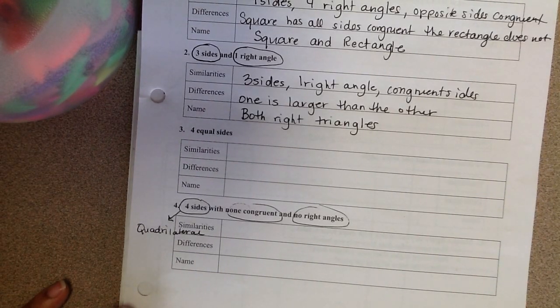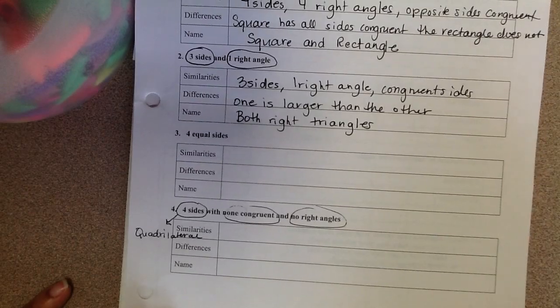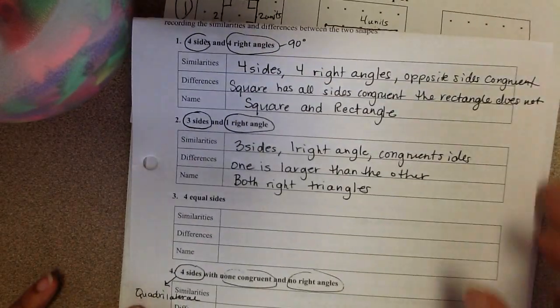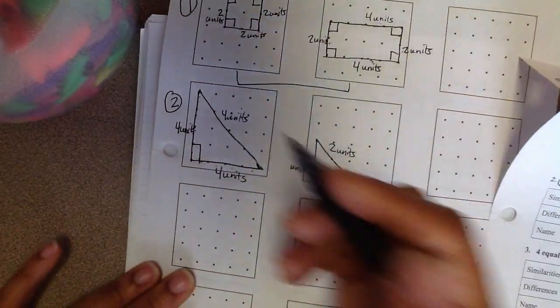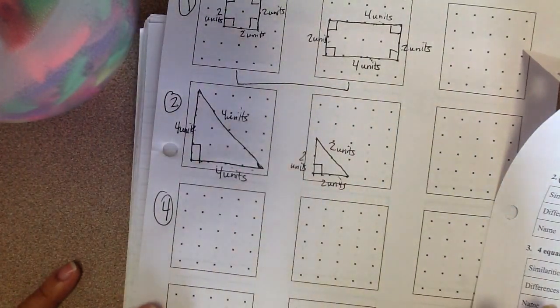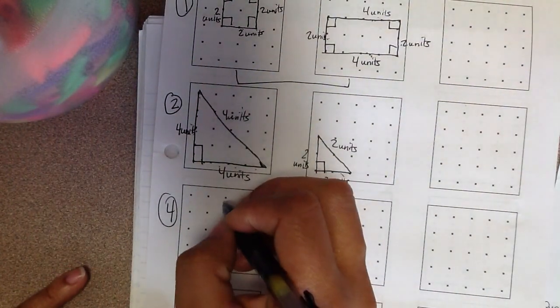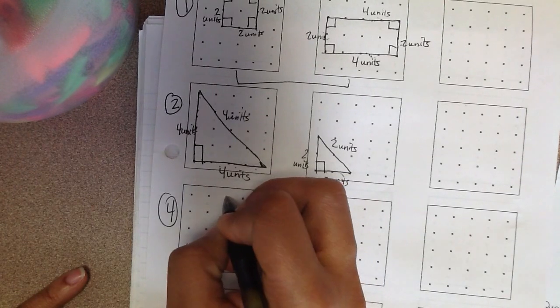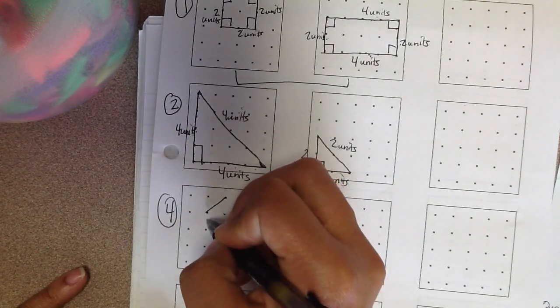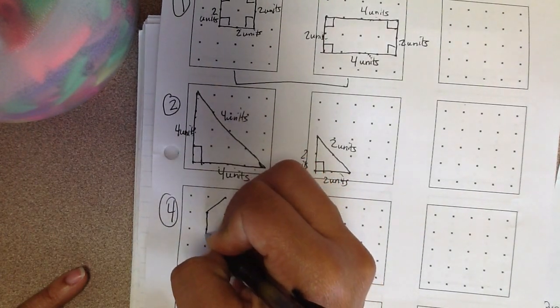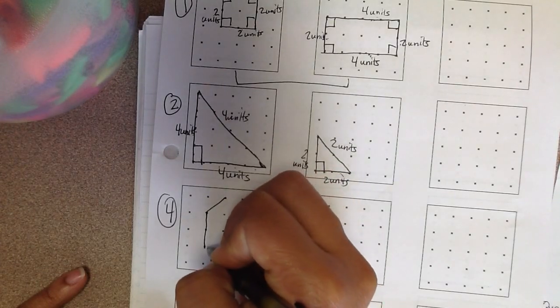This one's kind of trickier than some of the others. Okay, I have to kind of think outside the box with this one. It has 4 sides, none of them are congruent, and no right angles. I'm going to come down here, right by number 4, because that's the next one we're going to do. I'm going to try to start drawing something that might have 4 sides but no congruent sides.